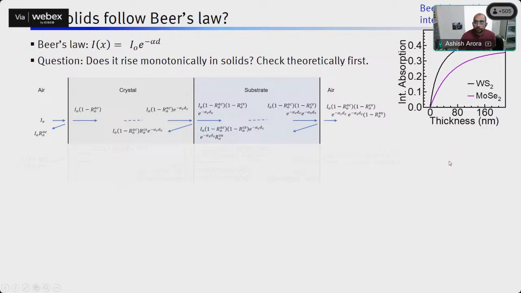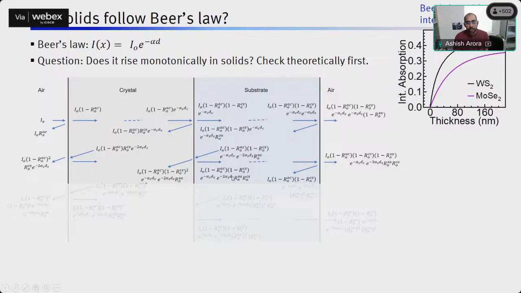And what we did was we first checked theoretically if these Beer's law curves should hold for the solids. Suppose I have a layered material, I put it on a substrate. So this is the crystal, this is a space axis. There is air, there is a substrate, and on top of the substrate there is a crystal, and then there is again air. As simple as that. And then we check theoretically using something called the transfer matrix method what this law should look like.